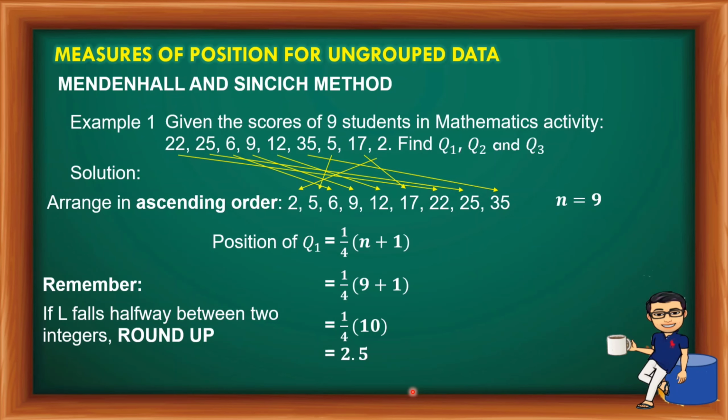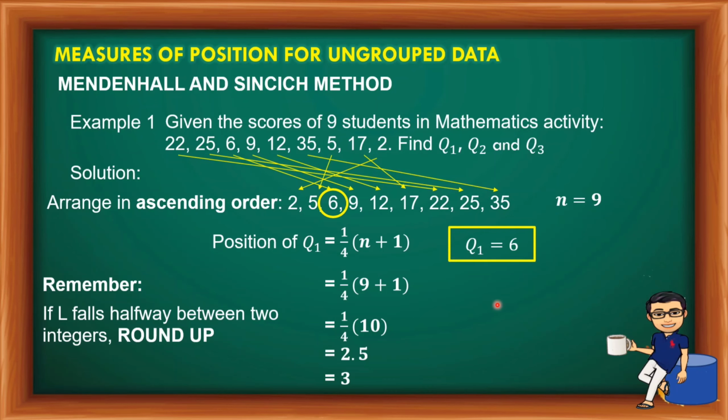Remember this. Sabi natin kanina, sa quartile 1, if it falls halfway between two integers, round up. So it falls halfway kasi 2.5. Kaya round up tayo. Kaya ang gagamitin natin ay 3. So ibig sabihin, yung third position dito, position yung pinag-uusapan, yung pangatlo sa naka-arrange: 1, 2, 3. So, ibig sabihin, yung 6 ang quartile 1 natin.